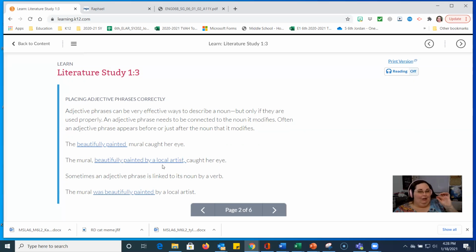In this one, we get a little bit more description. Sometimes an adjective phrase is linked to its noun by a verb. Let's look at this one. The mural was beautifully painted by a local artist. So it gets this helping verb was in front of it.